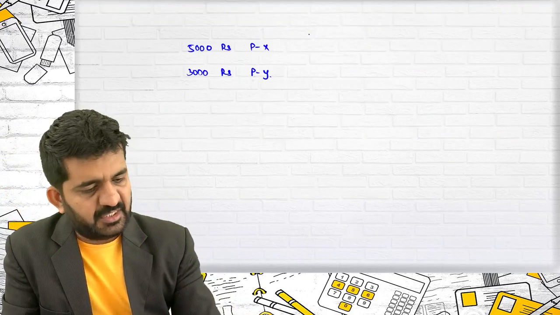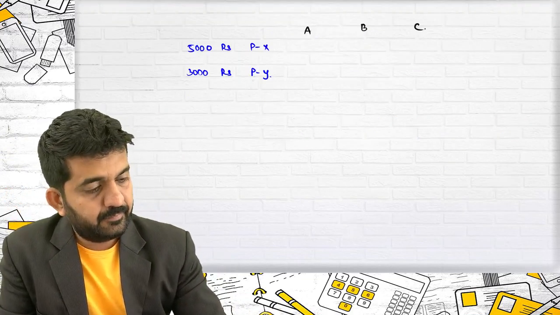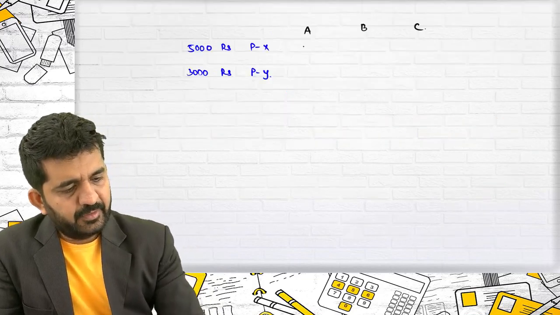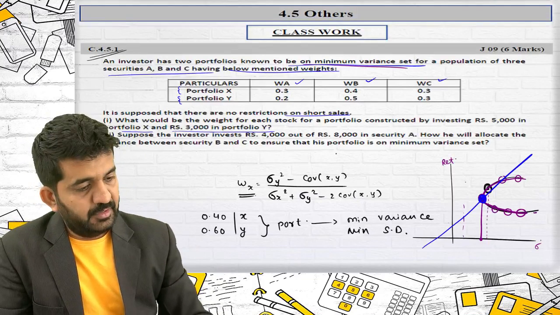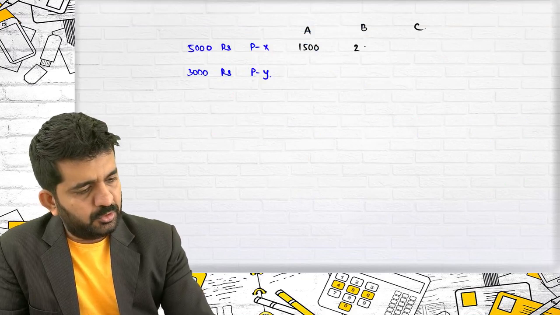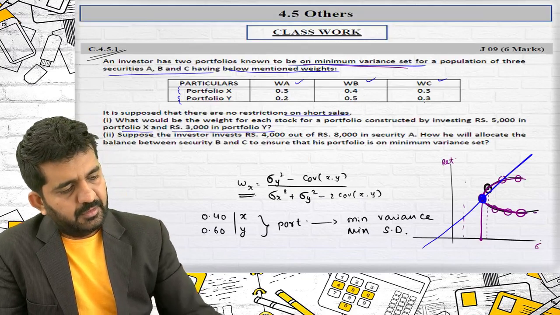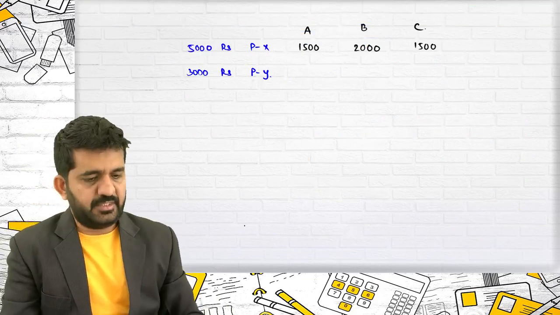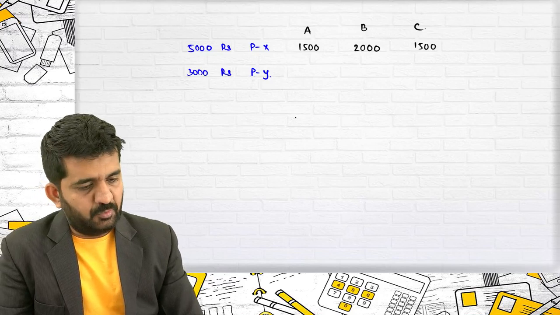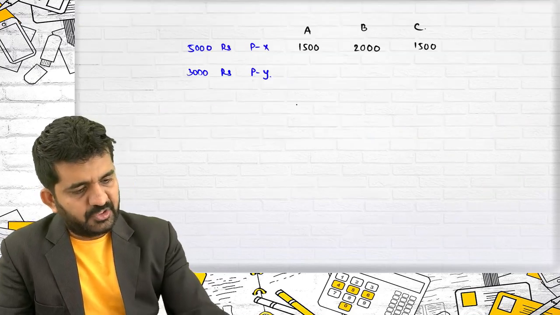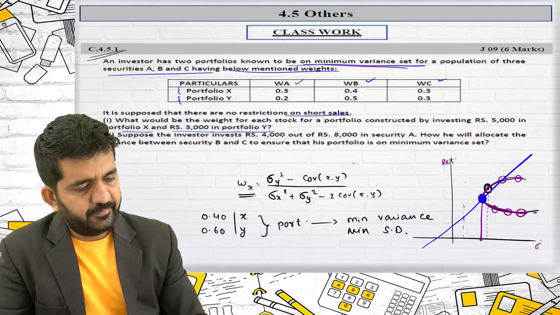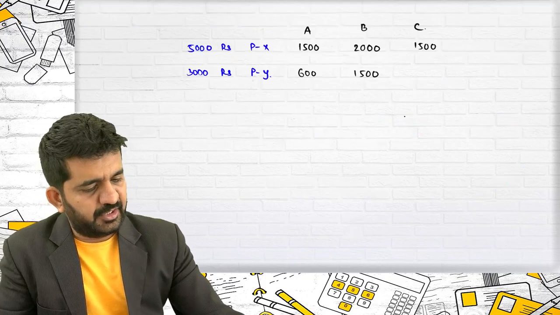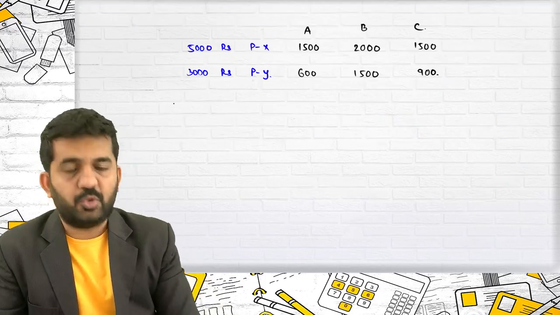Three securities A, B, C. What is the weight of A in portfolio X? 0.30. It will be 1,500 rupees. 0.40, 2,000 rupees. 0.30, 1,500 rupees. Total will be 5,000. Yes. A is having how much weight in portfolio Y? 0.20, 600. 0.5, 1,500. 0.3, 900, and the total will be 3,000.